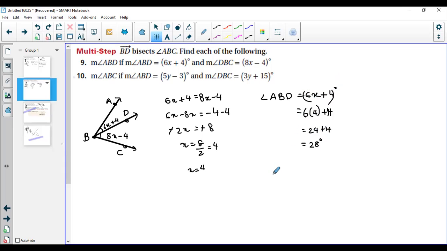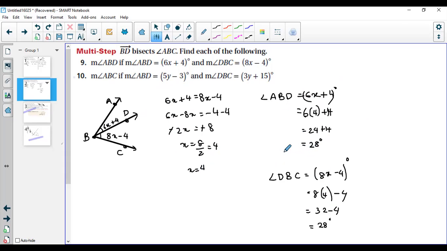So similarly, we can find the angle DBC, which is 8x minus 4. So that's going to be 8 multiplied by 4 minus 4. So 32 minus 4, that's going to give you 28 degrees. So whenever they say find the angle, of course you need to find the value of the variable first, and then you can find the measure of each angle by putting the value there.